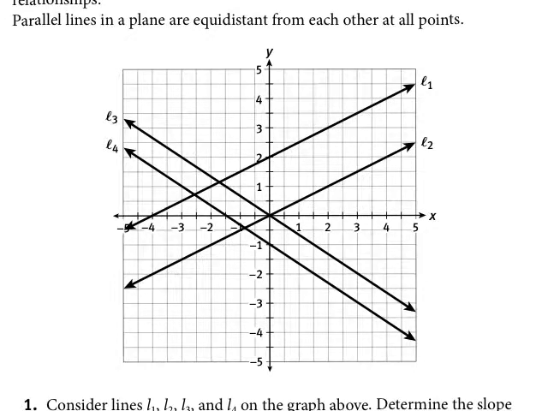Okay, so I need to find the slope of each of these lines. For line 1, let me get a different color. For line 1 and 2, both of those, it looks like I'm going up 1 and over 2. So my slope would be 1/2 and 1/2.